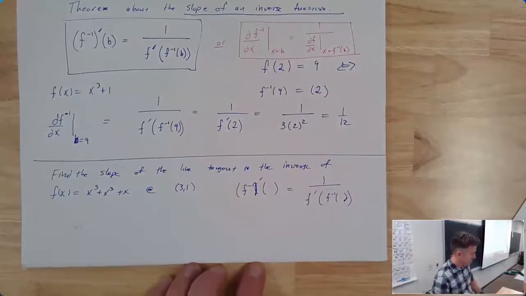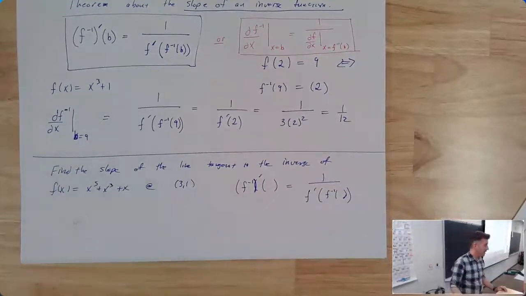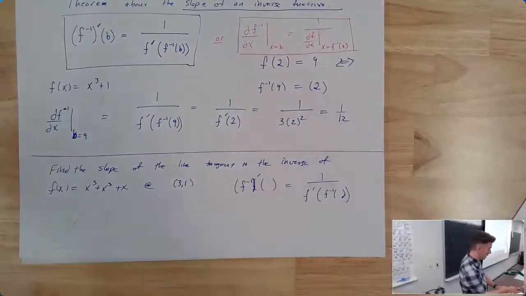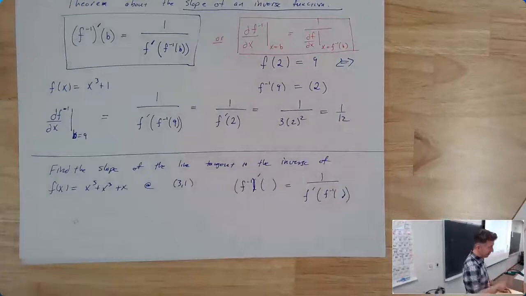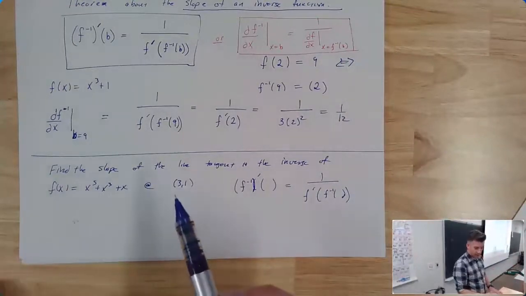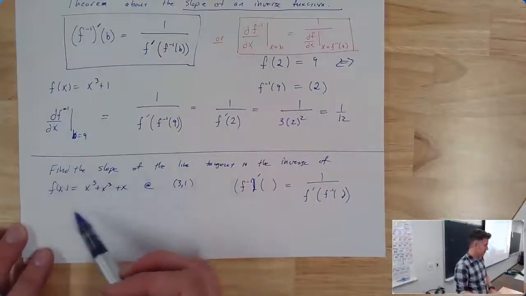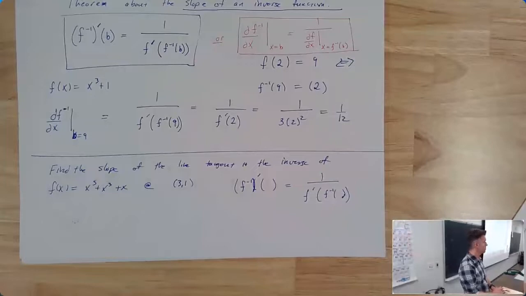I have to be honest, I have a hard time thinking about what it is. I can't answer that question because I have to think about it first. So here's the thing I want to point out. Is the point 3, 1 on this graph? If you plug in 3 for x, what do you get for y? 1.